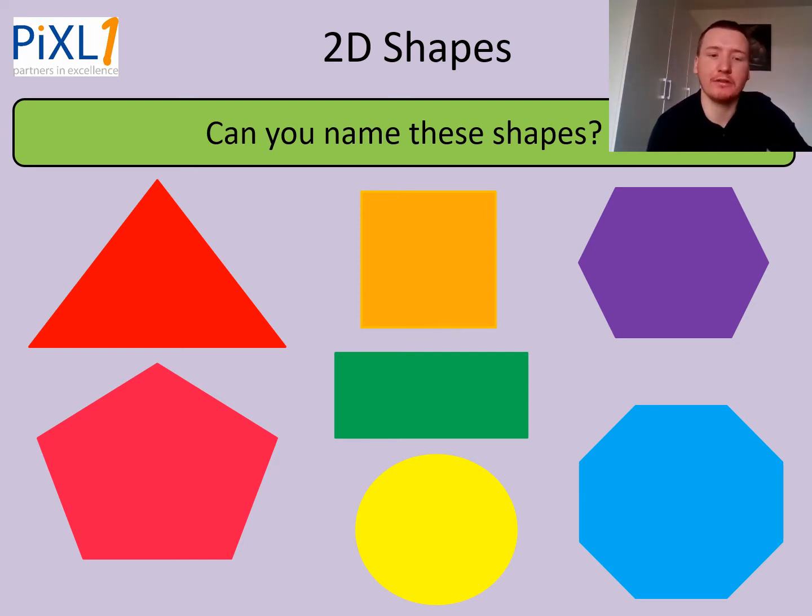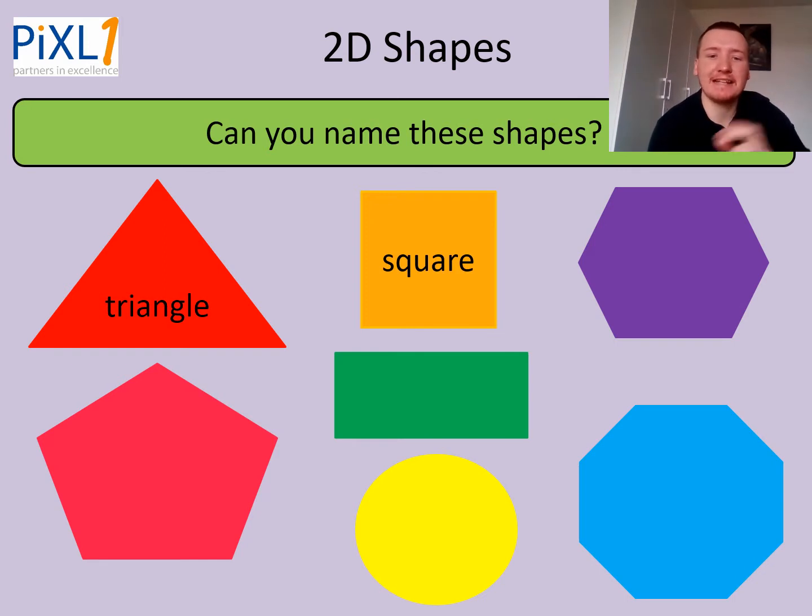So let's have a look at the first one. We have got triangle. Now, if we break this word down, the word tri, if you have a tricycle, you have 3 wheels. So how many sides do you think a triangle has? Of course, if you said 3 sides, a triangle, of course, has 3 sides.